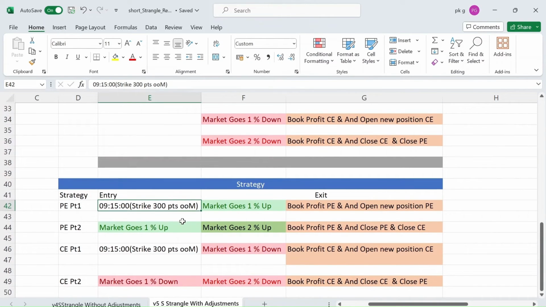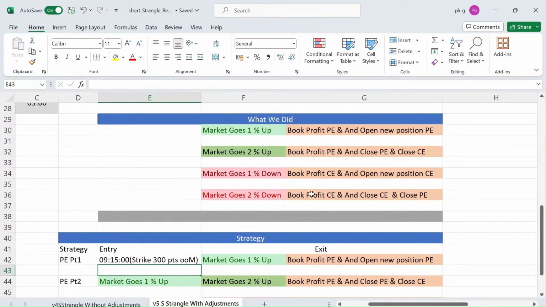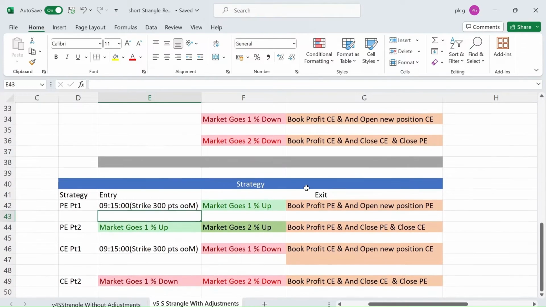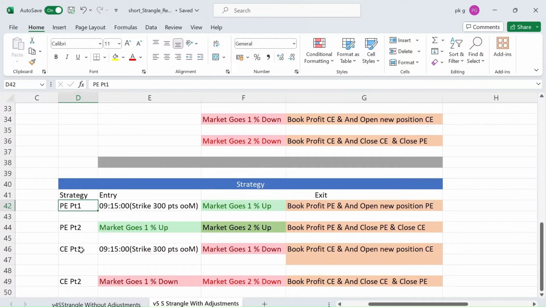So here, these 4 exact lines I have copied here. These will become the exit and entry conditions for our 4 strategies. So as I was saying, for CE part 1 and PE part 1, entry condition will be just 9:15, and it will sell CE and PE as part of these part 1 strategies.